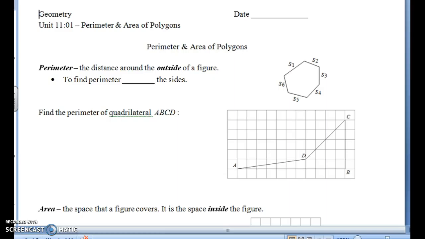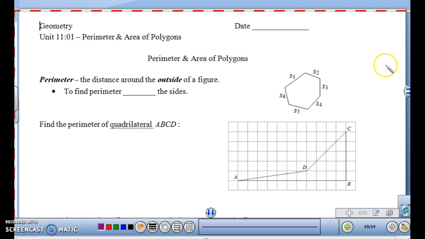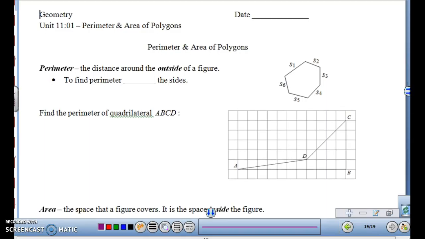This is Geometry Unit 11, Lesson Number 1, Perimeter and Area of Polygons. Now, if we're working with perimeter and area of polygons, we have to remind ourselves what perimeter and area both mean. The perimeter is the distance around the outside of a figure. So if you're going around the outside of a figure, all you have to do is add the sides.